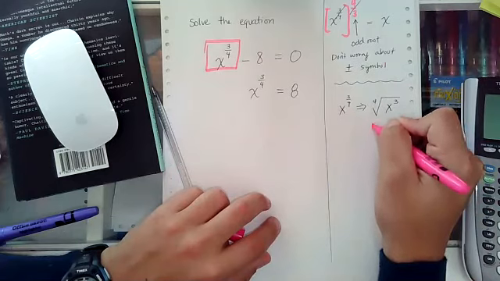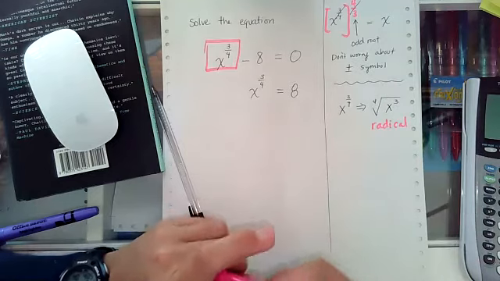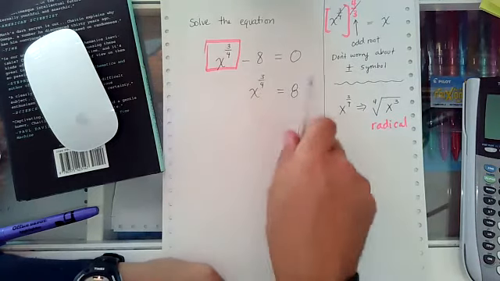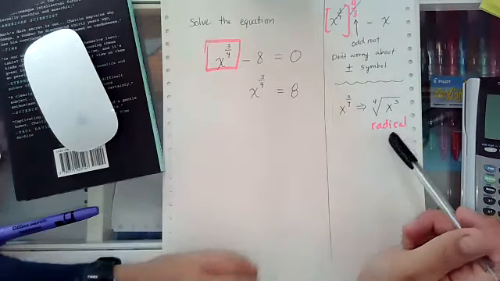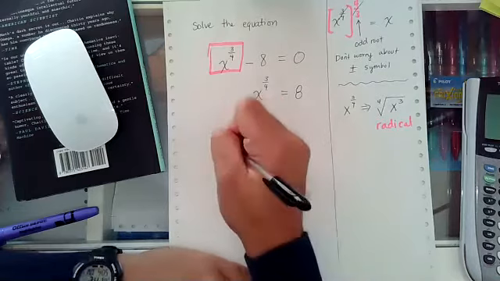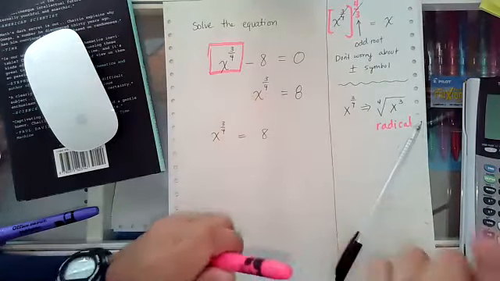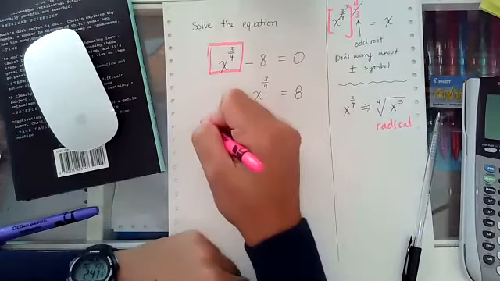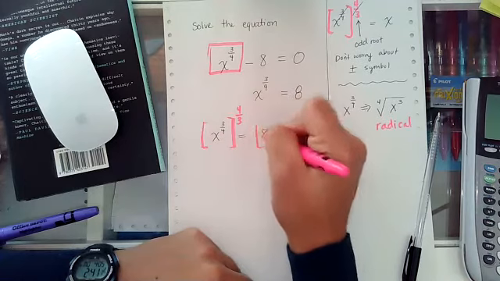This would be converted to a radical. Or do you guys want me to do both? Okay. So with the reciprocal power, it's really nice. You just say x to the 3/4 power is equal to 8. And then you have to say, okay, I'm applying the 4/3 power to both sides of the equation.